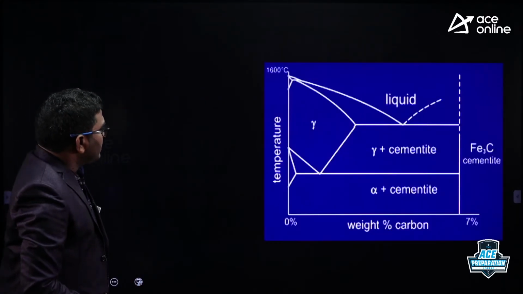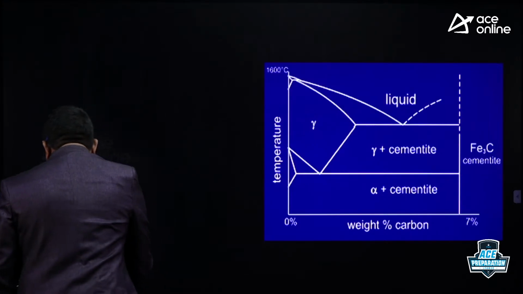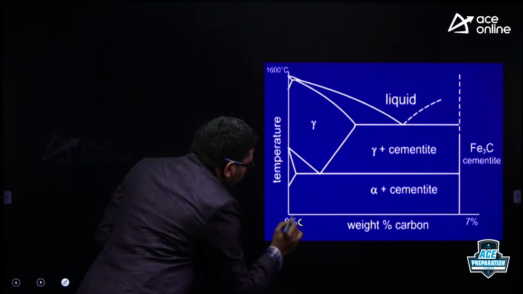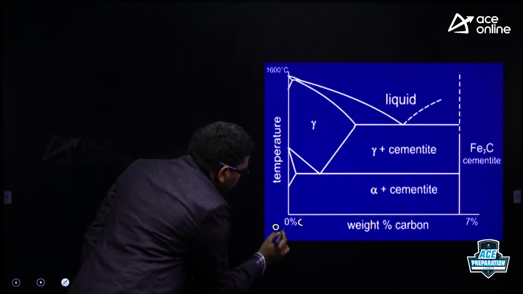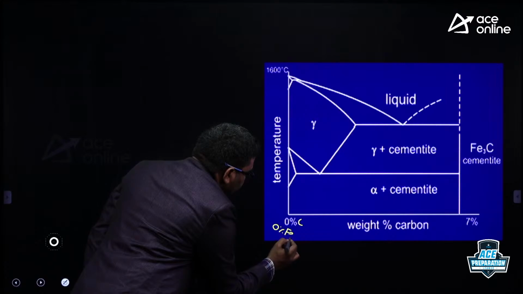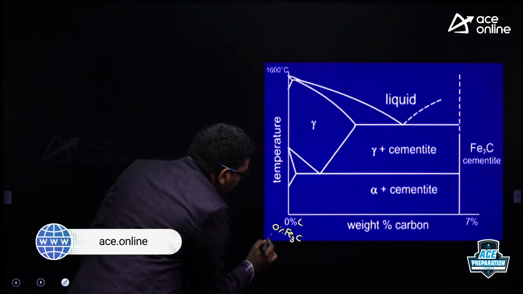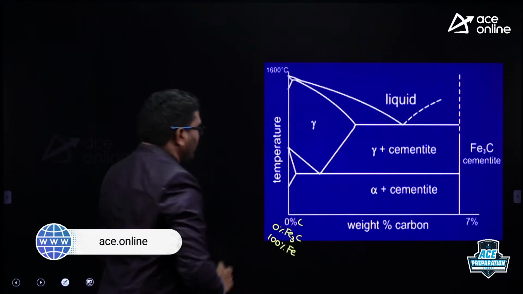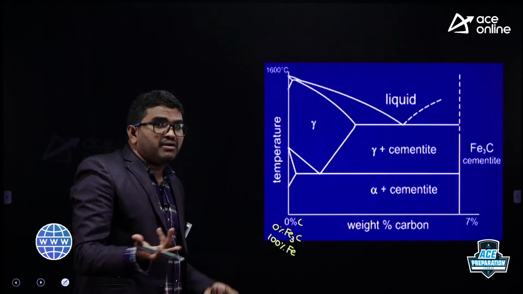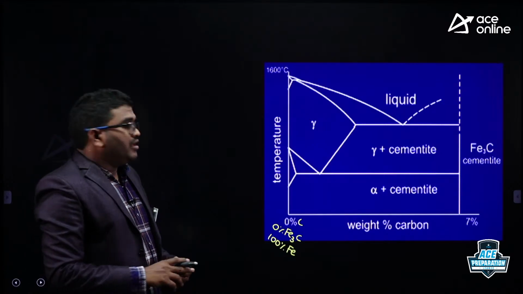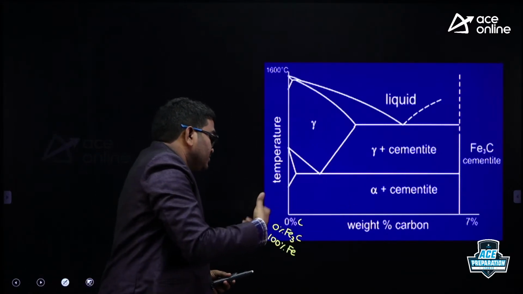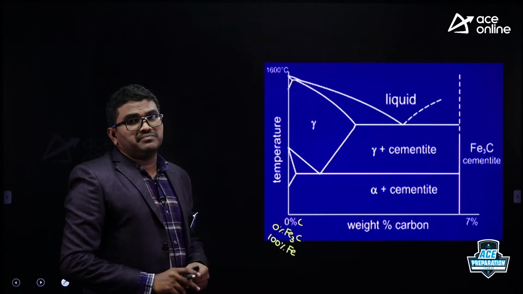Okay, now listen here. Now here, this is 0% of carbon. That means there is 0% of cementite, 100% of iron is present. Okay, 0% of carbon means no cementite, only iron. Now I am adding carbon to the iron. So carbon atoms occupy interstitial positions.